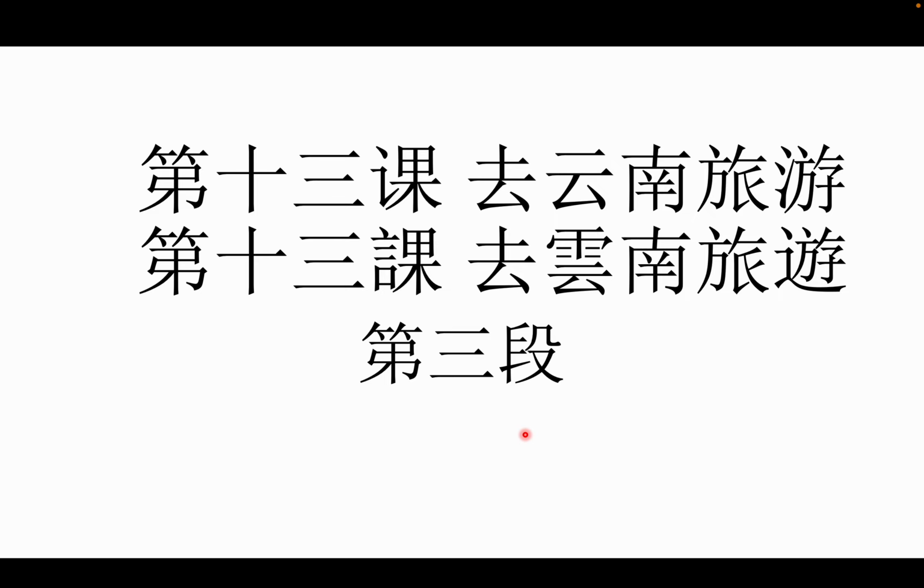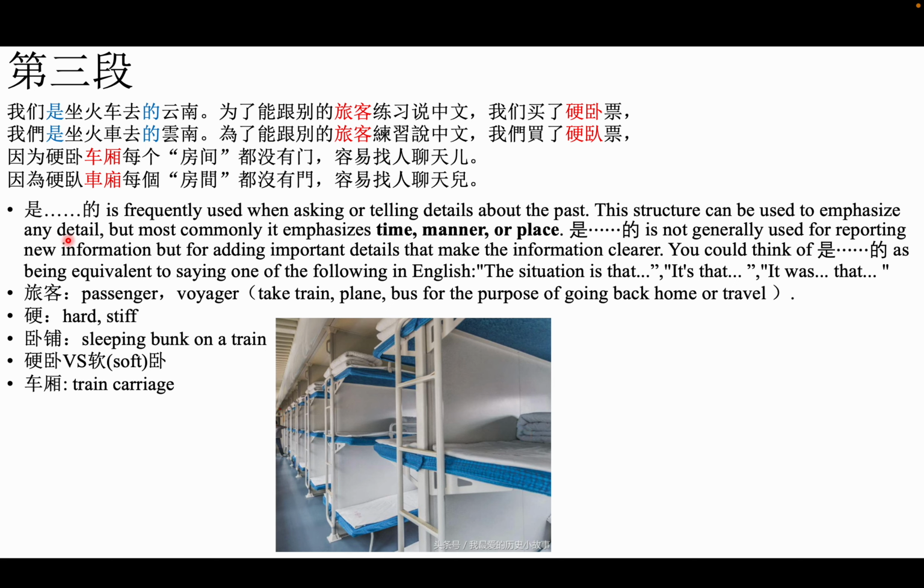三段的 third paragraph on page 64. 我们是坐火车去的云南. We've learned 是的 pattern before. Here we just have a quick review. 是的 is frequently used when asking or telling details about the past.